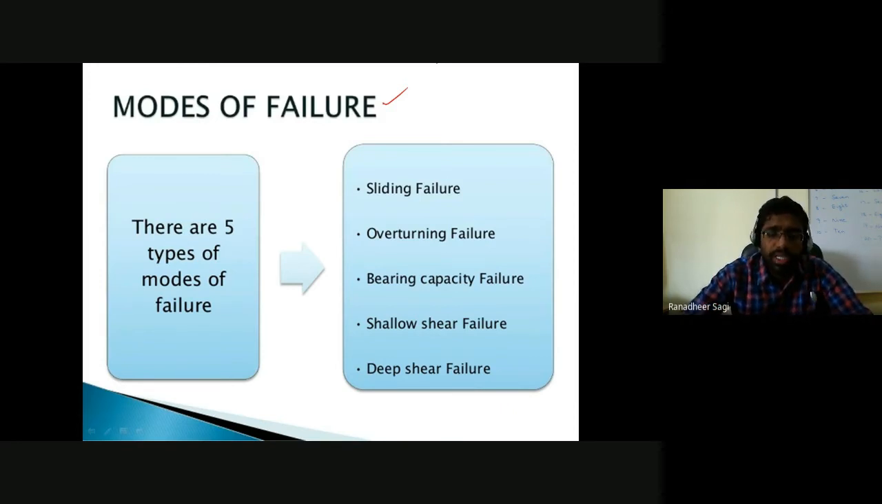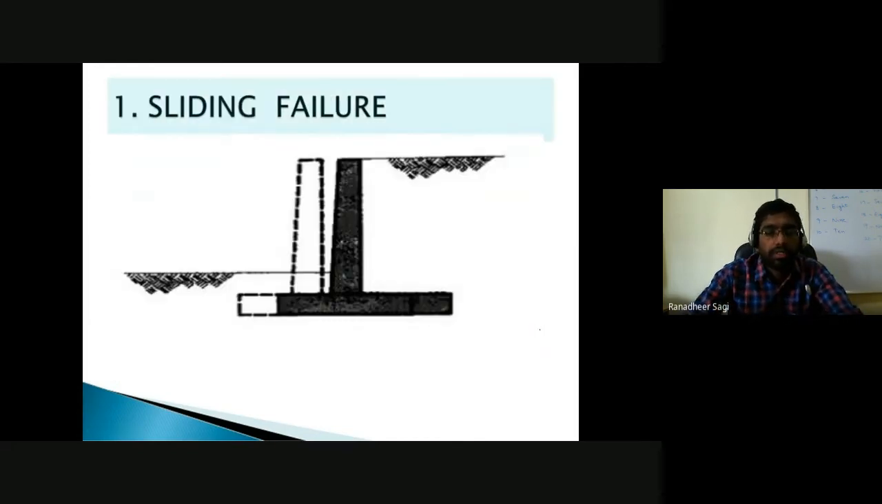So what are the different possible modes of failure that we come across in the case of a retaining structure? We come across sliding failure, overturning failure, bearing capacity failure, and subsequently shear failure. Sliding failure means that because of the load coming from the soil on the higher elevated side of the retaining structure, sometimes your retaining wall might start moving in the forward direction. That is what we call sliding taking place in the retaining structure. So that is a possibility.